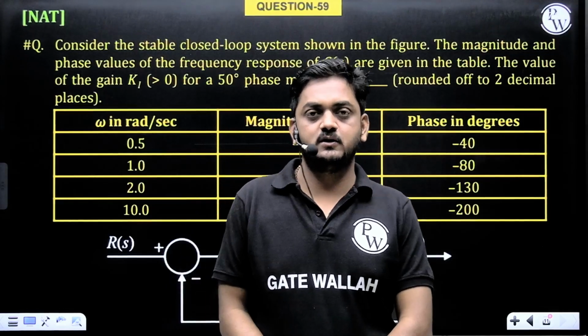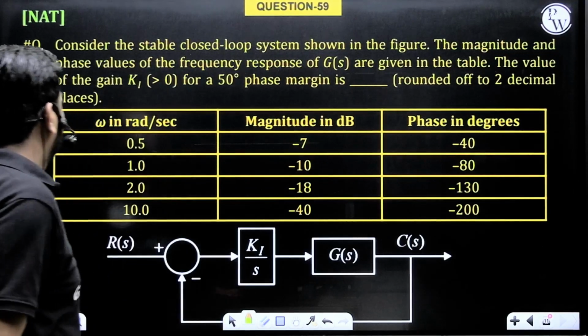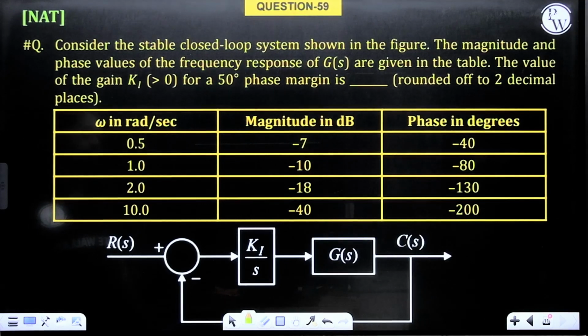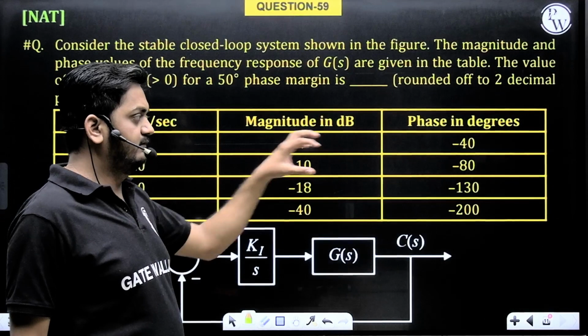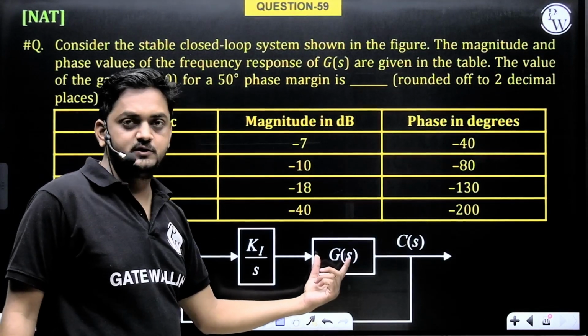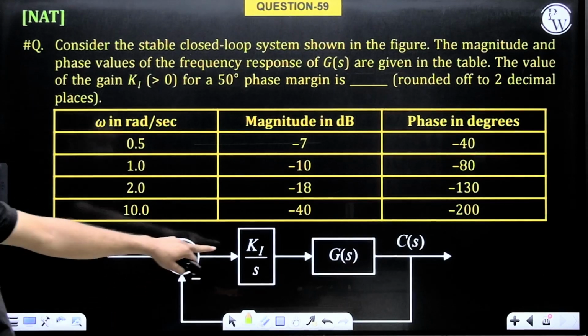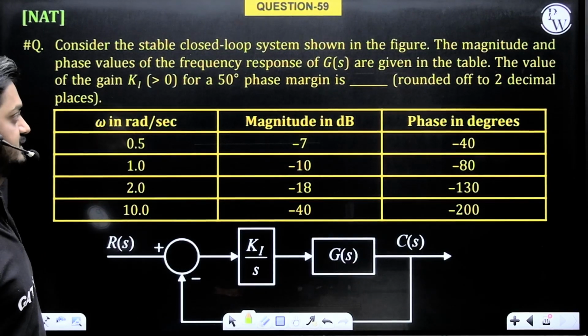Okay, dear students, let us see the solution for this question. Consider the stable closed loop system shown in the figure below. The magnitude and phase values of the frequency response of G(s) are given in the table. Here magnitude and phase response are given for this G(s). The value of gain Ki, where K is positive, for 50-degree phase margin.